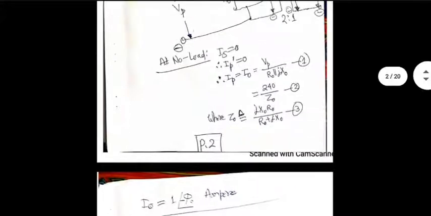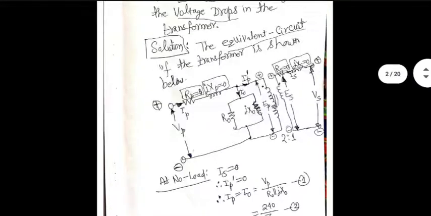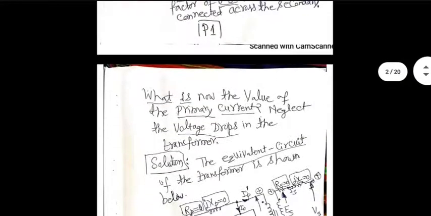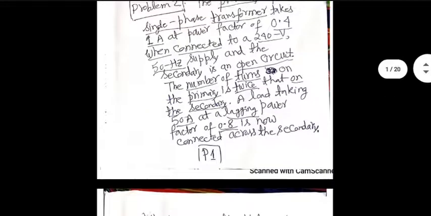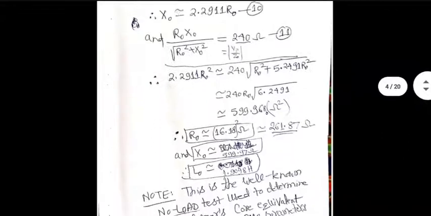is given by this equation, right? And we have written this equation here. 240 divided by magnitude of Z0 should give you the magnitude of Ip, which is, I think, 1 ampere, right? Yeah, 1 ampere. So that gives you the second equation.